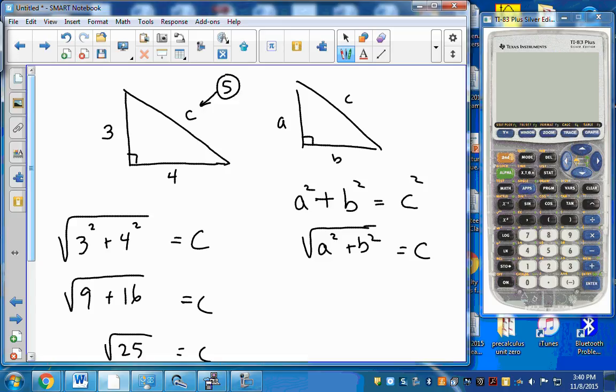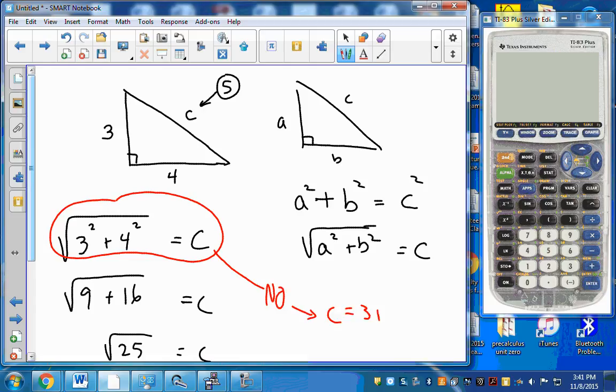Be careful. Don't go thinking mistakenly. This is a common mistake. Some students, I'm going to write big no here. Some students think C would have to be 3 plus 4 because somehow the magic square root would undo the squares, but not when they're added. Right? So don't do that. But if you do that, that's absolutely silly.